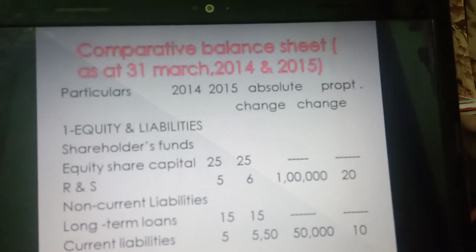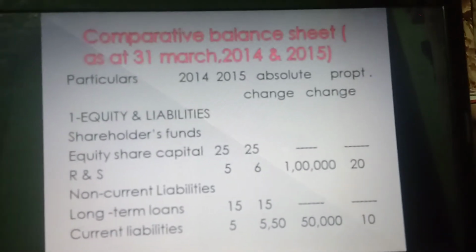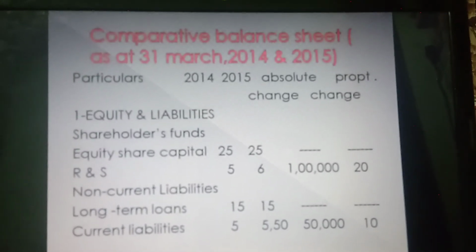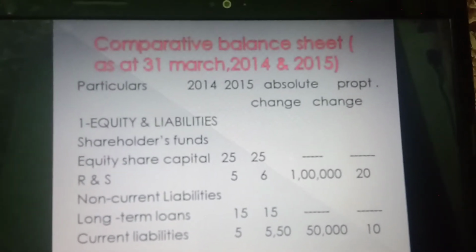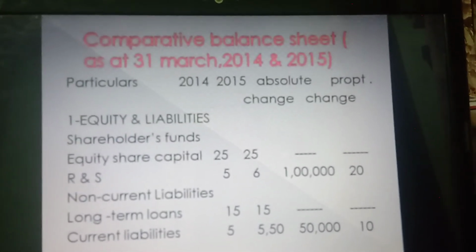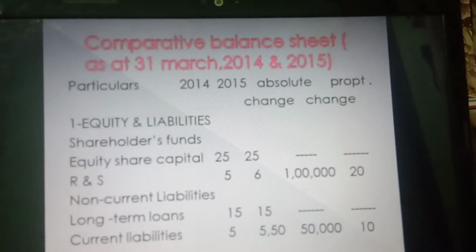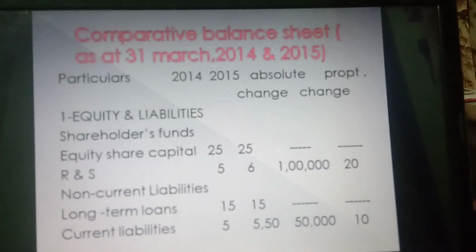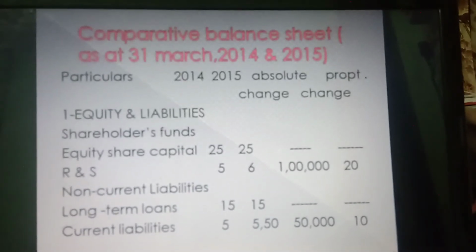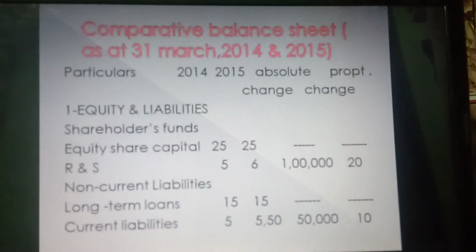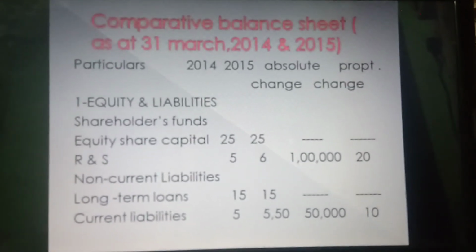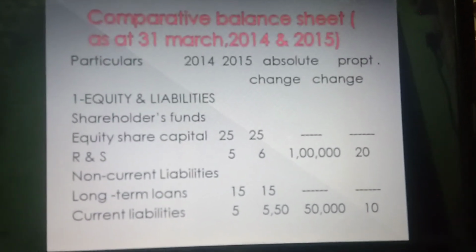Basically we have to prepare 5 columns. One is for the particulars, the second column is for the previous year, the third column is for the current year, the fourth column is for the absolute change, and the fifth column is for showing the changes in percentage. Now again, this is according to the Companies Act 2013, Schedule 3. Now how do we have to solve this numerical? First of all, the first heading is for equity and liabilities.